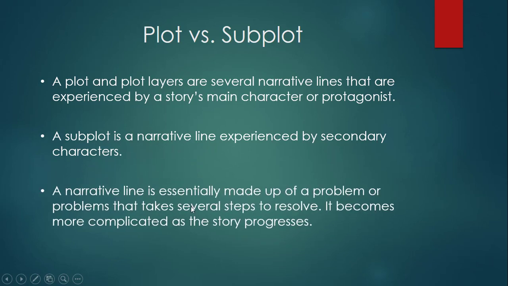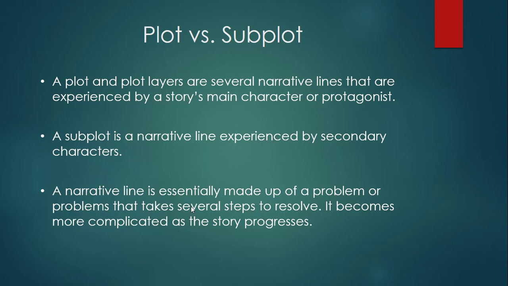Now, a narrative line is essentially made up of a problem or problems that take several steps to resolve, and it becomes more complicated as the story progresses. This is also known as upping the stakes. As your protagonist's plot continues, you're going to make things more complicated and a bit more difficult for them to reach their main goals. And that's the same thing with subplots.